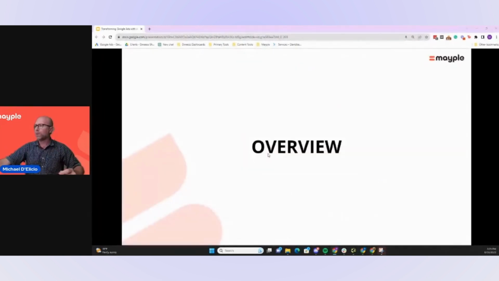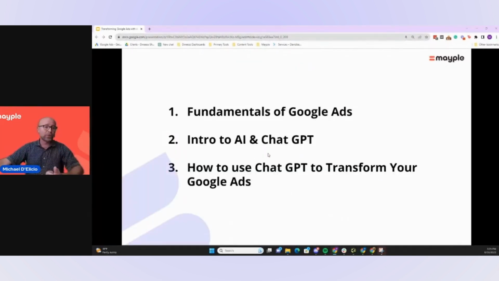Okay, overview of the discussion for today. I'm going to go through the fundamentals of Google Ads for those who are maybe even still on a learning curve with that. Just an intro into what AI is and specifically ChatGPT, and then how to use it to power up your Google Ads.